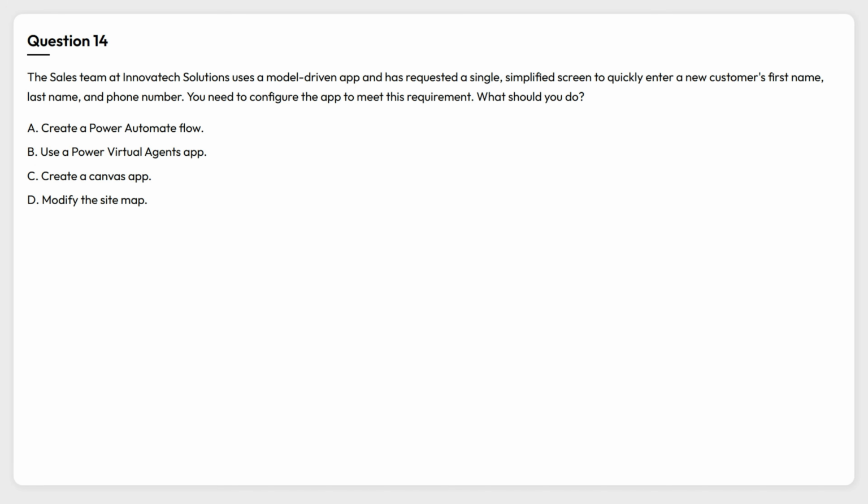Create a Power Automate flow. Option B. Use a Power Virtual Agents app. Option C. Create a Canvas app. Option D. Modify the sitemap. The correct answer is Option C. Create a Canvas app.